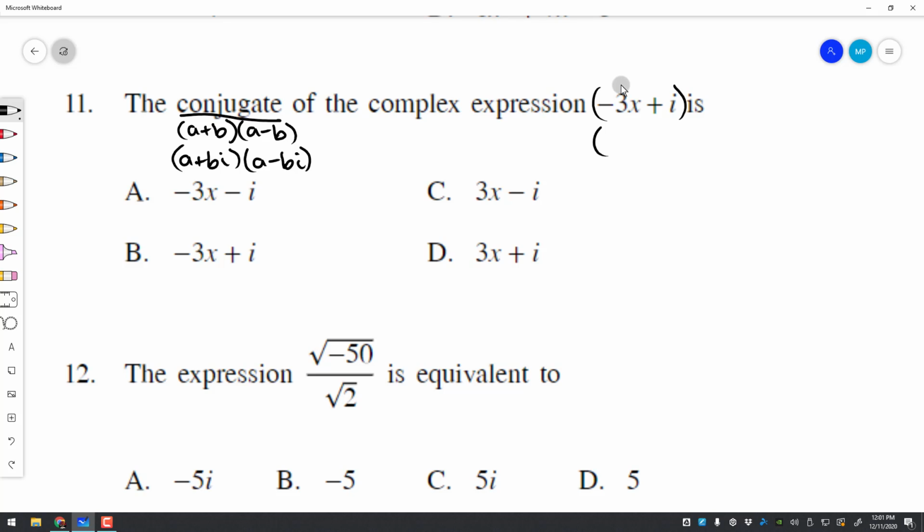Remember, the only difference between them is the sign between the terms. That's it. So this is negative 3x minus i. Negative 3x minus i is our conjugate.